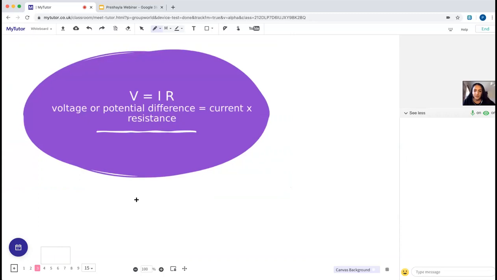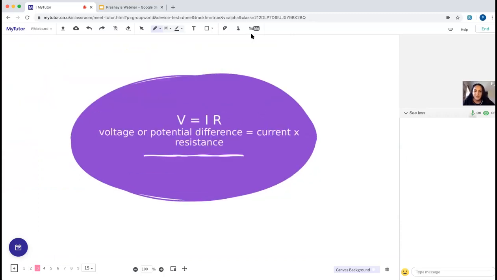Okay, so as Frederica mentioned, today we're going to be talking about series and parallel circuits. You might have covered it at school already, but just a reminder of the equation that governs all of electricity. It's called Ohm's law, and it's V equals IR. And if you remember, V is potential difference. Sometimes you might hear it called voltage, but we tend not to use that one. Potential difference is what we want to use, really.